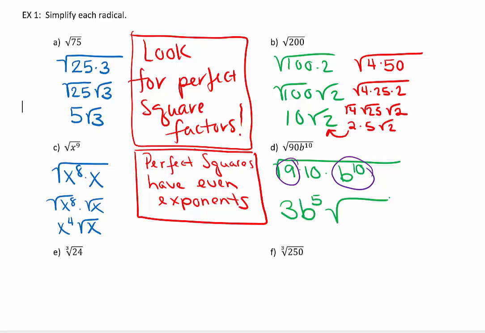Root 9 is 3. Root b to the 10th is b to the 5th. I divided that exponent by 2. And the 10, which isn't circled and isn't a perfect square, stays inside that radical.